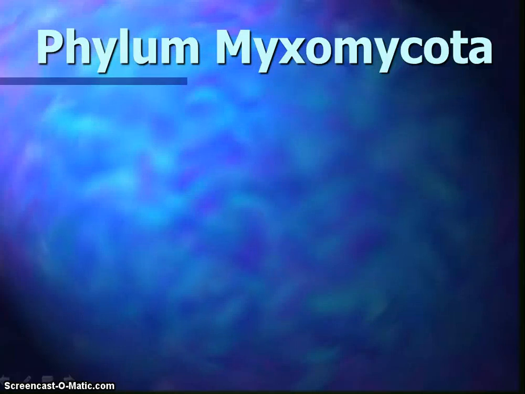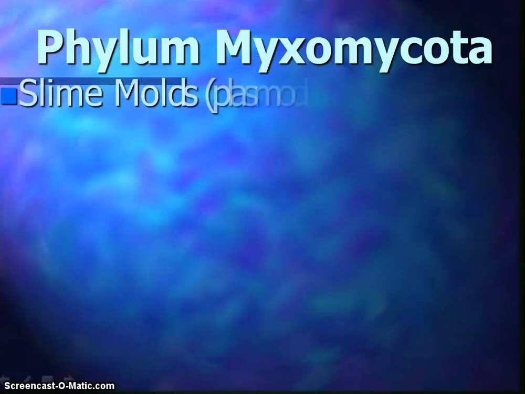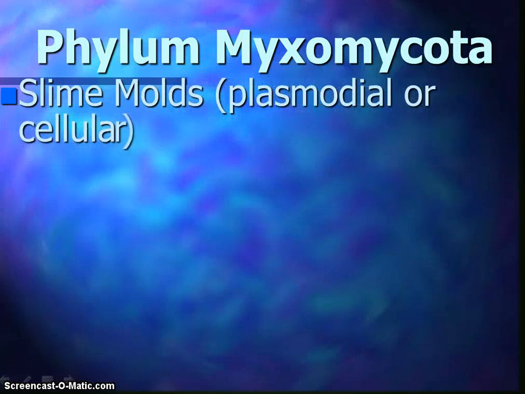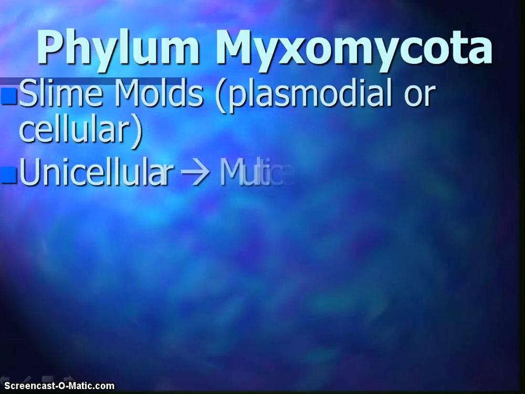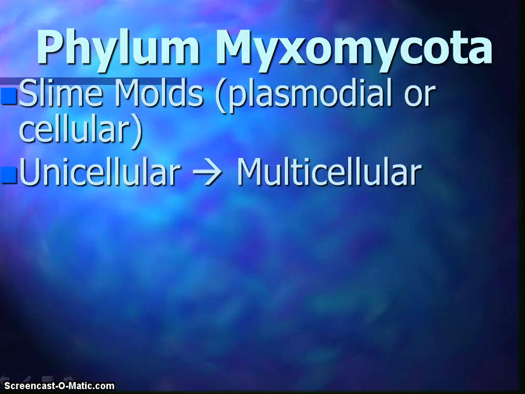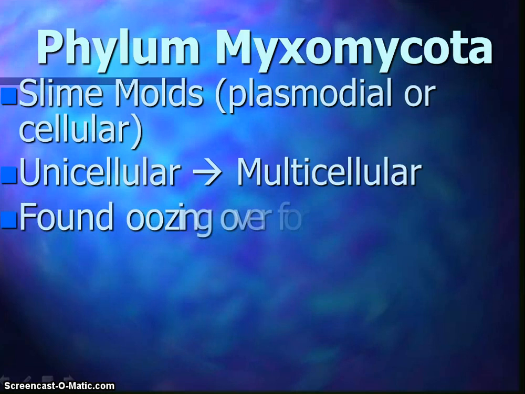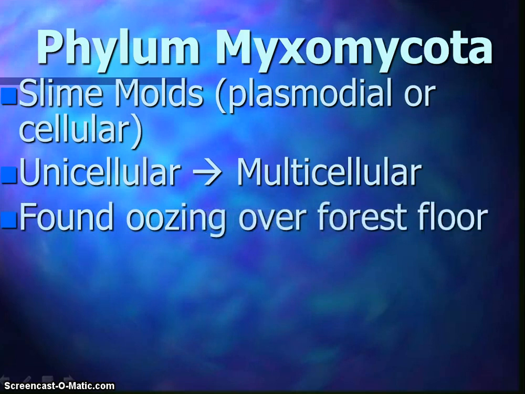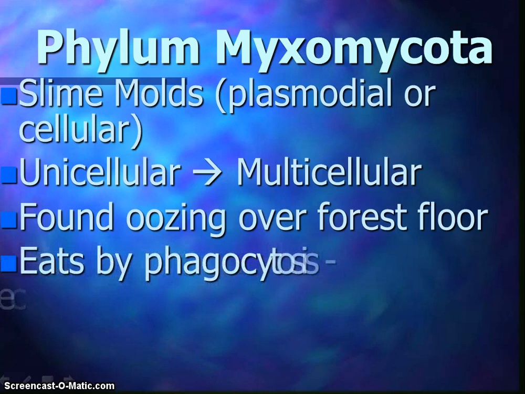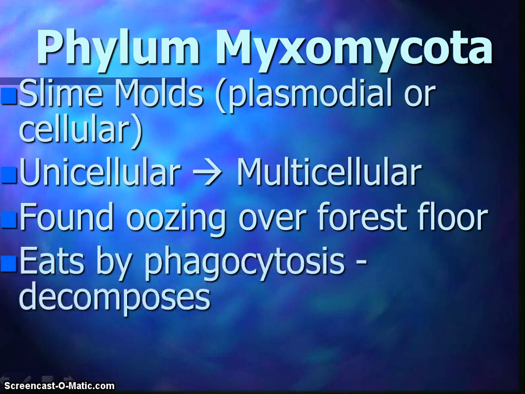Now, they can either be cellular or plasmodial. So the first one we'll talk about is the slime molds. And again, this can be cellular or plasmodial. Okay, they're unicellular at some point in their life, and they typically become multicellular later in their life. They are found oozing slowly over the forest floor over rotting logs. They do feed by phagocytosis, and they decompose.